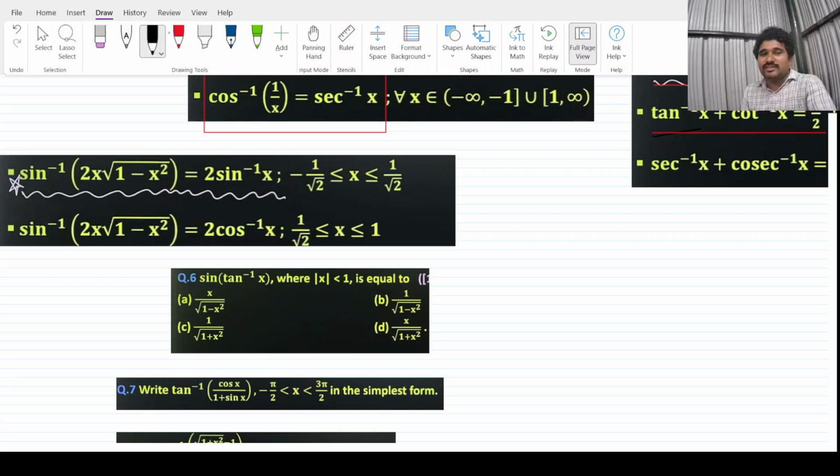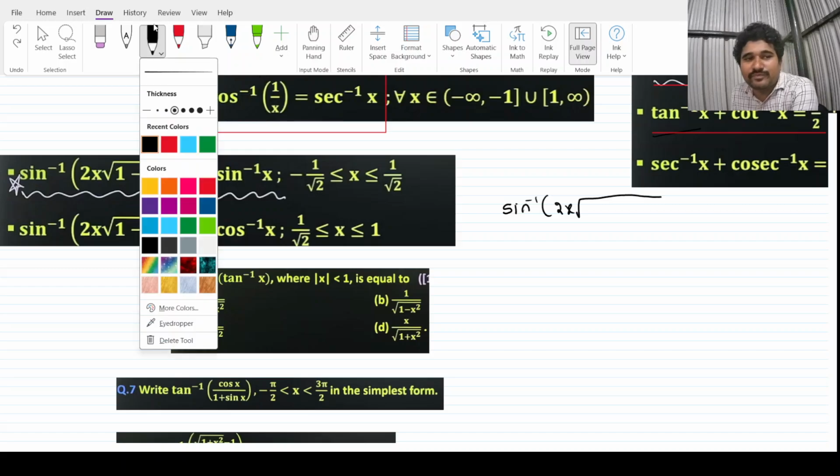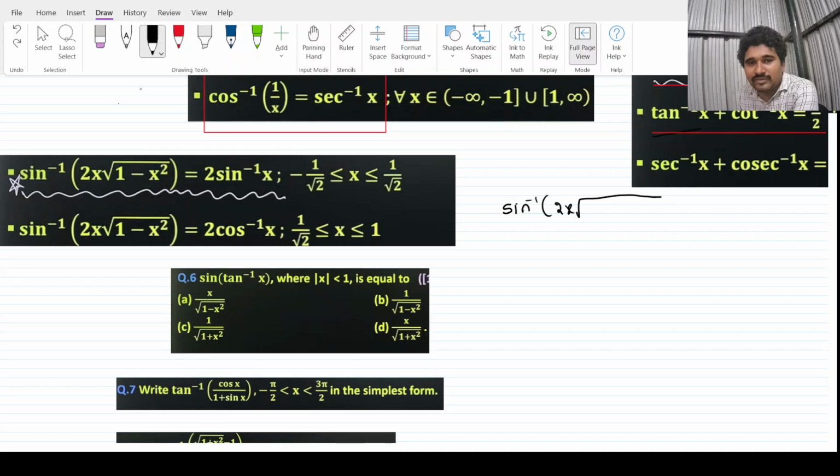Let me start that. So, what is the question I want to prove? Sir, you want to prove sin inverse of 2x root of 1 minus x square is equal to 2 sin inverse x.